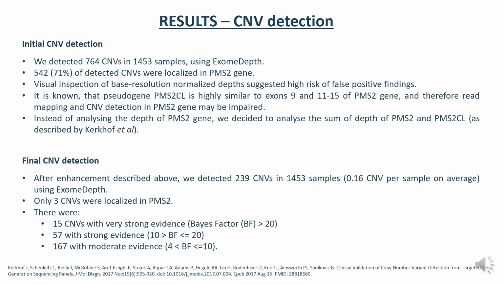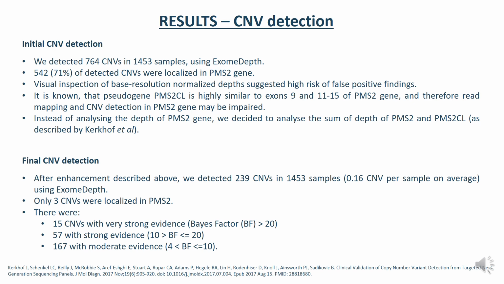Initially, we detected about 800 CNVs in our sample cohort using ExomeDepth, but it occurred that above 70% of detected CNVs were localized in the same gene, PMS2. We visually inspected those CNVs, and it occurred that they were probably false positives. It is known that there is a pseudogene, PMS2CL, that is highly similar to 6 exons of the PMS2 gene, and therefore read mapping and CNV detection of the PMS2 gene may be impaired.